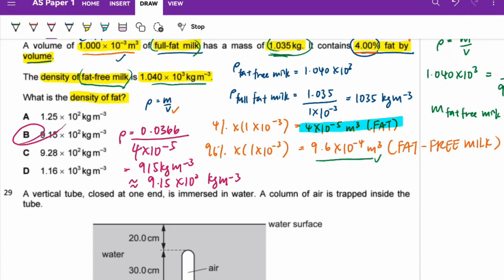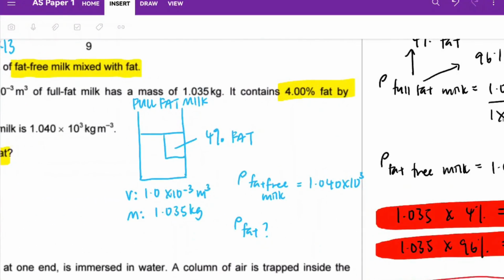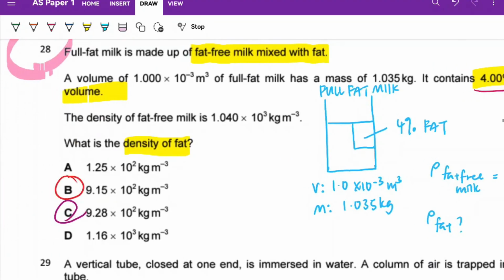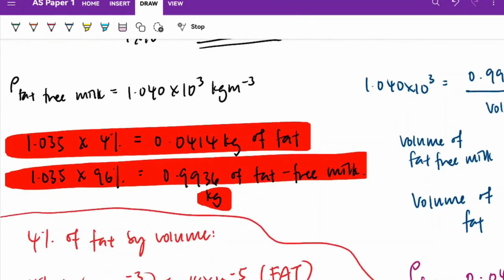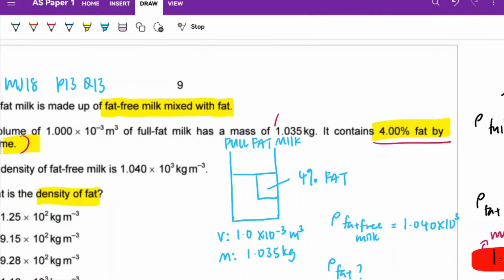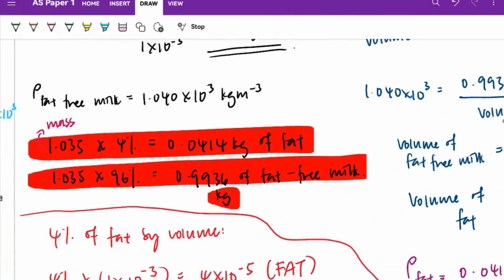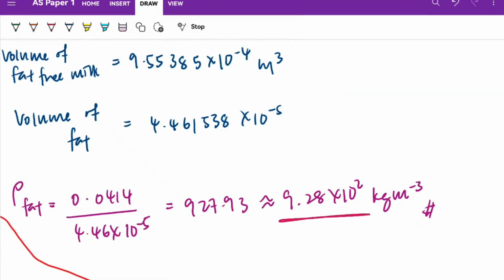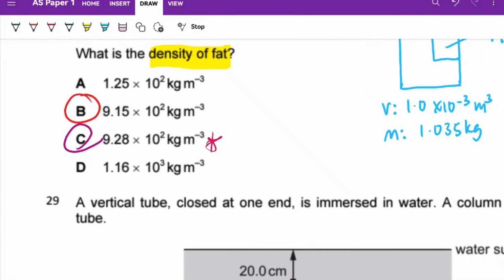Let me show you the common mistake. Students sometimes miss out a key point, maybe due to time pressure or because they read the question very fast. It says 4% fat by volume. It did not say 4% fat by mass. The student here calculates 4% fat by mass. Remember 1.035 is the mass of the full fat milk. So when you take the mass and calculate as usual, then find the volume, you will get an answer of 9.28 times 10 to the power of 2, and the best part is that the answer is here as an option. So both ways you will have an option, but the correct way is the one I showed just now, because this way is incorrect.